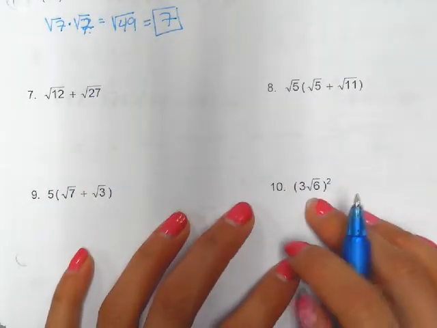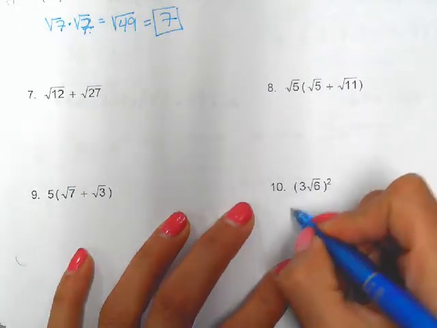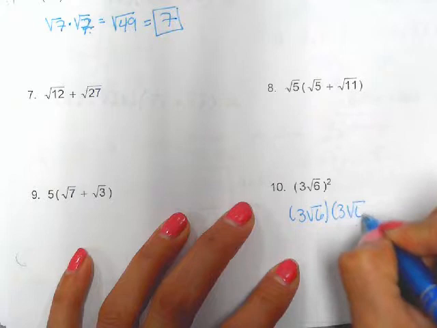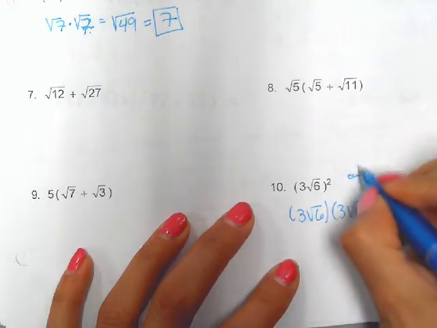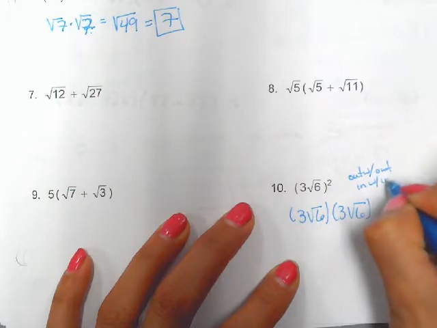Watch out on number 10 though. It's not exactly the same because they're not both under the square root. There's a 3 outside. So for sure you want to write this times itself twice. And remember the rule. Outside with outside, inside with inside when we multiply.